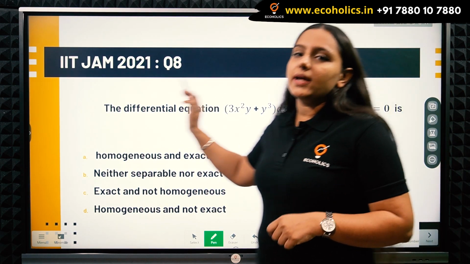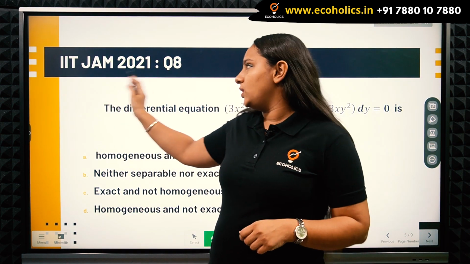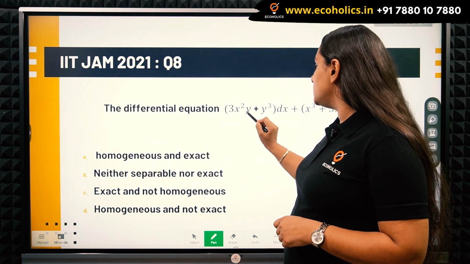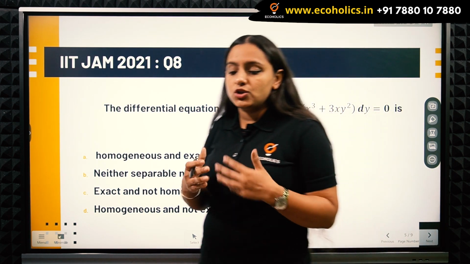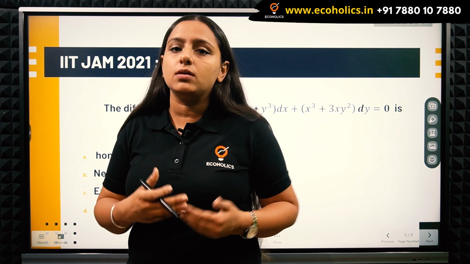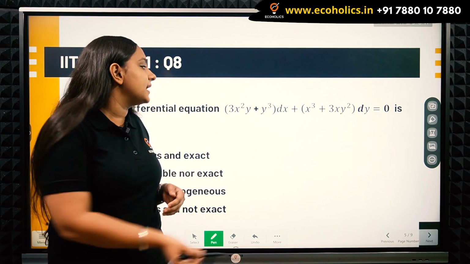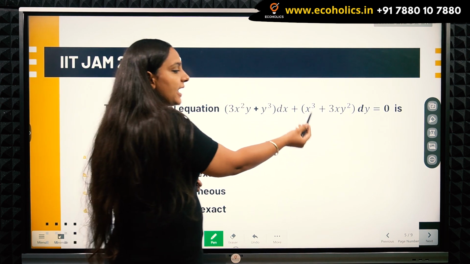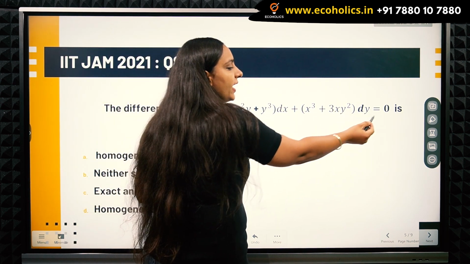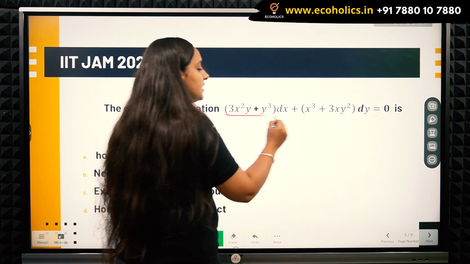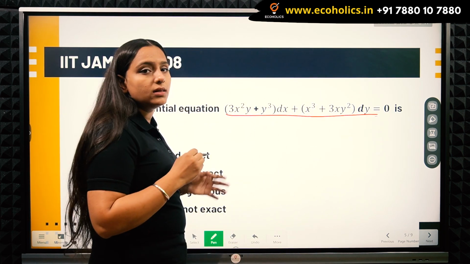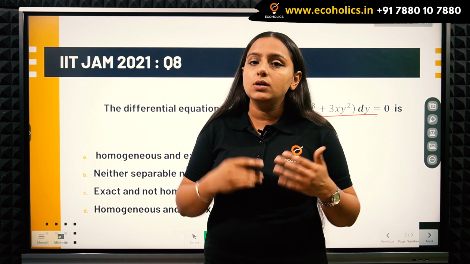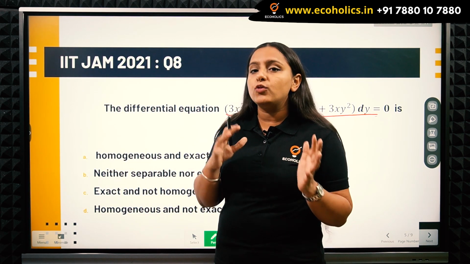It's question number 8, which appeared in IIT JAM 2021. So what does this question say? It reads that the differential equation, so it's a question from differential equation from the mathematical methods of economics. It says that (3x square y plus y cube) dx plus (x cube plus 3xy square) dy is 0. So they have given us this differential equation, and in the 4 options below, they have given us the categories of the differential equation. So we have to find those things.